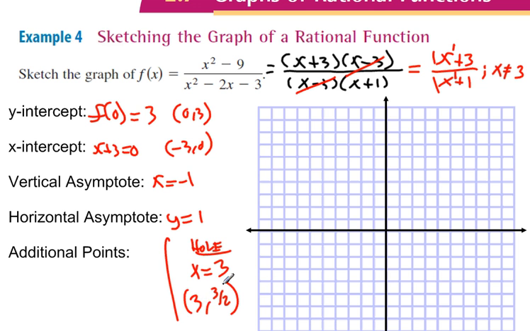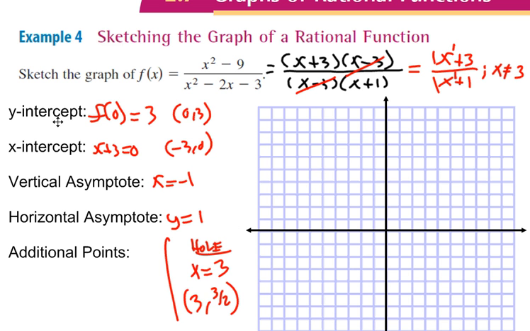If you want to find the y value, you plug in 3 back into our simplified rational function, not back into the original, into the simplified one. And so I did that right here. 3 plus 3 is 6, over 3 plus 1 is 4. Okay, so 3 halves. And that's going to be very important. So let's go ahead and plot all this that we have here.